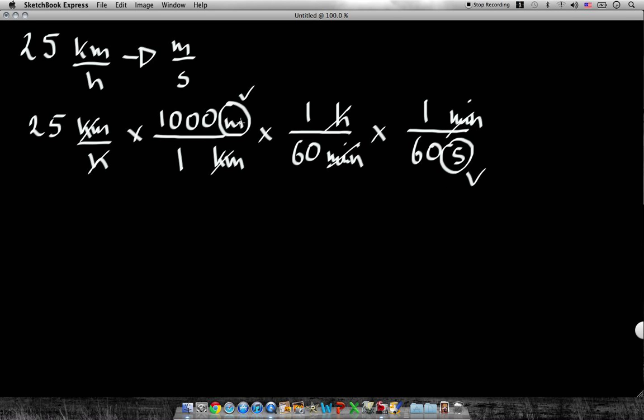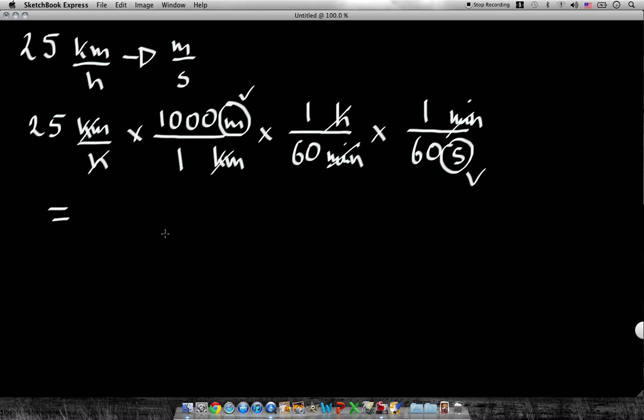So here at the top I have meters, and here at the bottom I have seconds. Notice that everything else has been crossed off, all the way. These are the only two things remaining, and that's exactly what I wanted. I run out of space here, so I'm going to write this out in the following way.